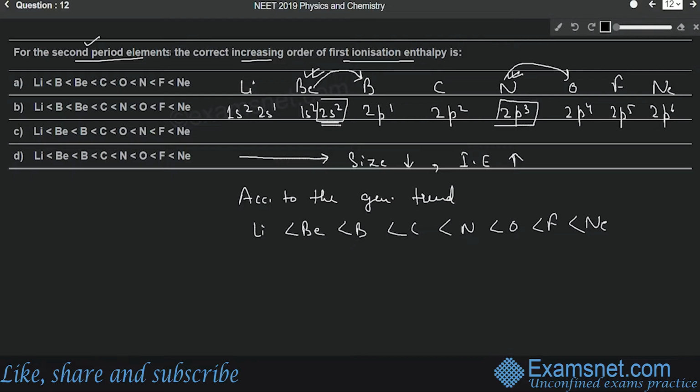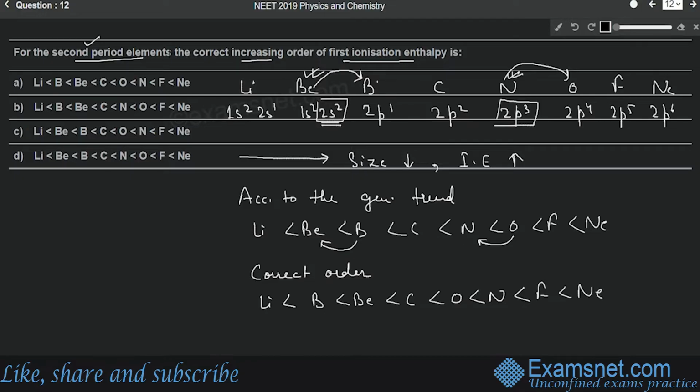So beryllium will have higher ionization enthalpy as compared to boron and nitrogen will have higher ionization enthalpy as compared to oxygen, okay. So the positions will be interchanged like this. So the correct order will be lithium, then boron and then beryllium, okay, because beryllium is more stable than boron. Then carbon and then oxygen and then nitrogen because nitrogen is more stable than oxygen, and then fluorine and neon, okay. So which option will be the correct one? Option A. This shows the correct sequence.